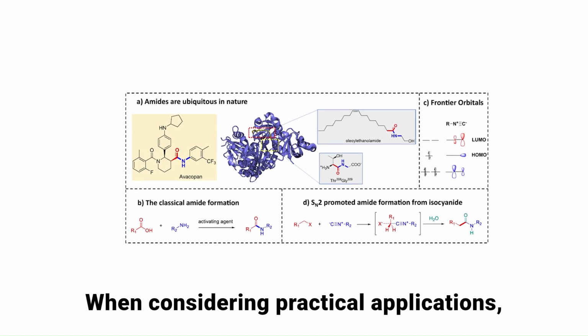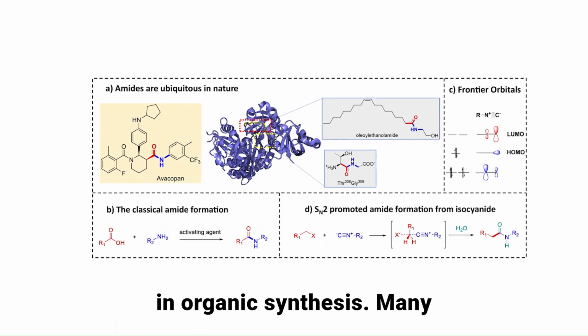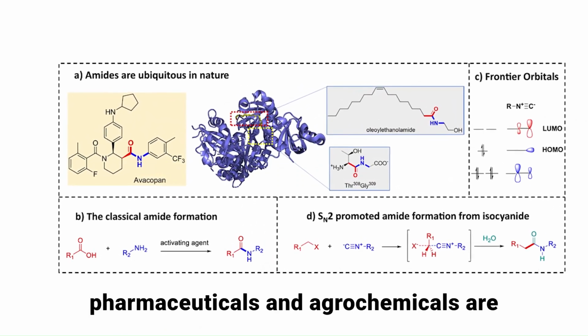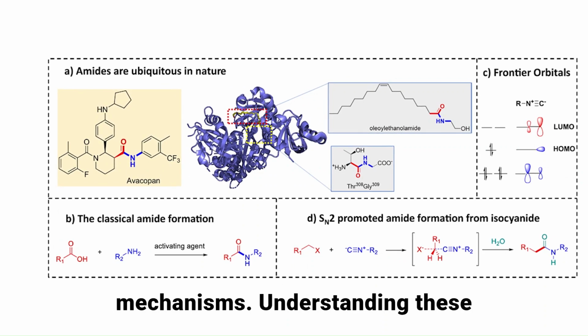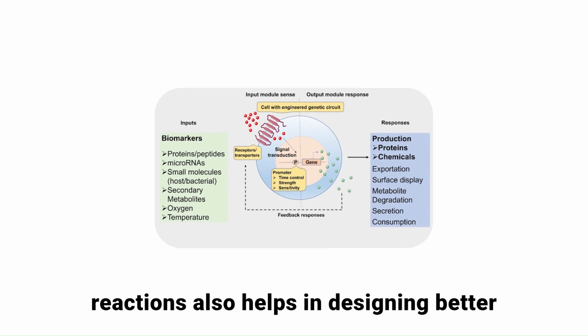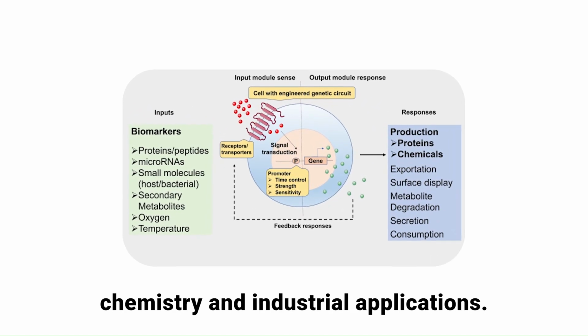When considering practical applications, SN1 and SN2 reactions are fundamental in organic synthesis. Many pharmaceuticals and agrochemicals are synthesized using these reaction mechanisms. Understanding these reactions also helps in designing better synthetic strategies in medicinal chemistry and industrial applications.